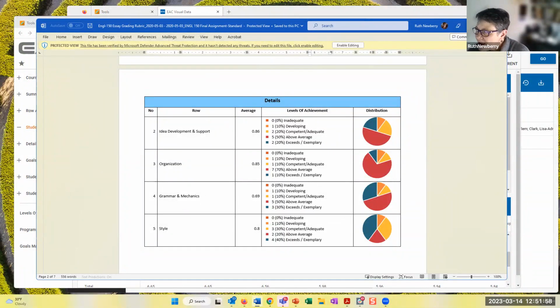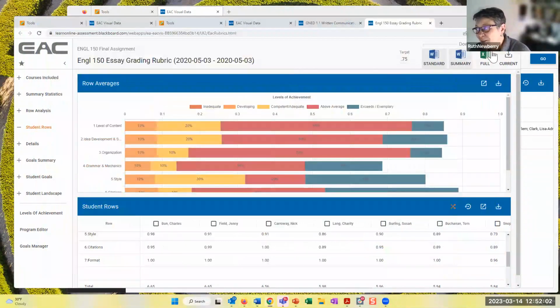But if you're really a data nerd and you want to dig even deeper, then you would use the Excel file. The Excel file is going to bring in your student information, your student rows, and then you can manipulate it and again do all kinds of neat things with Excel and build charts if you would like.